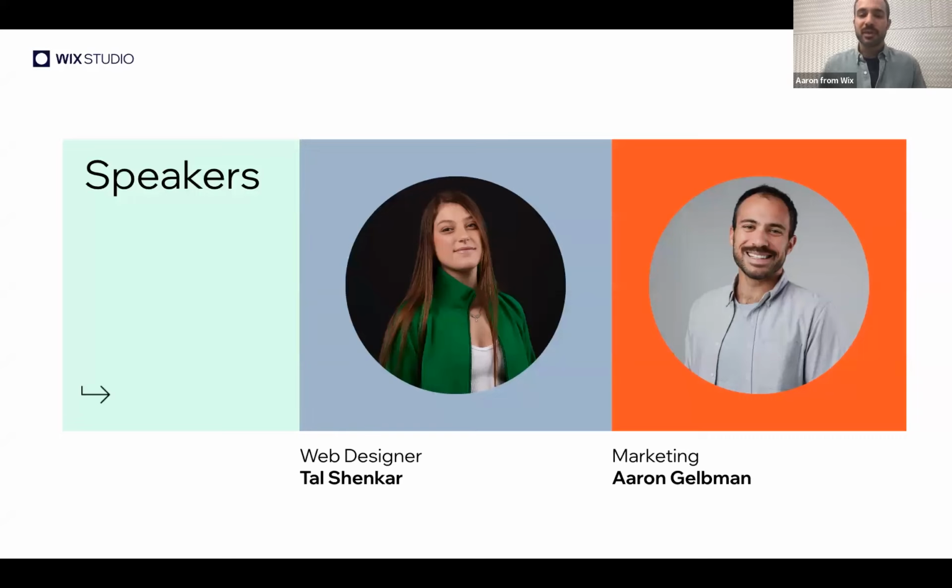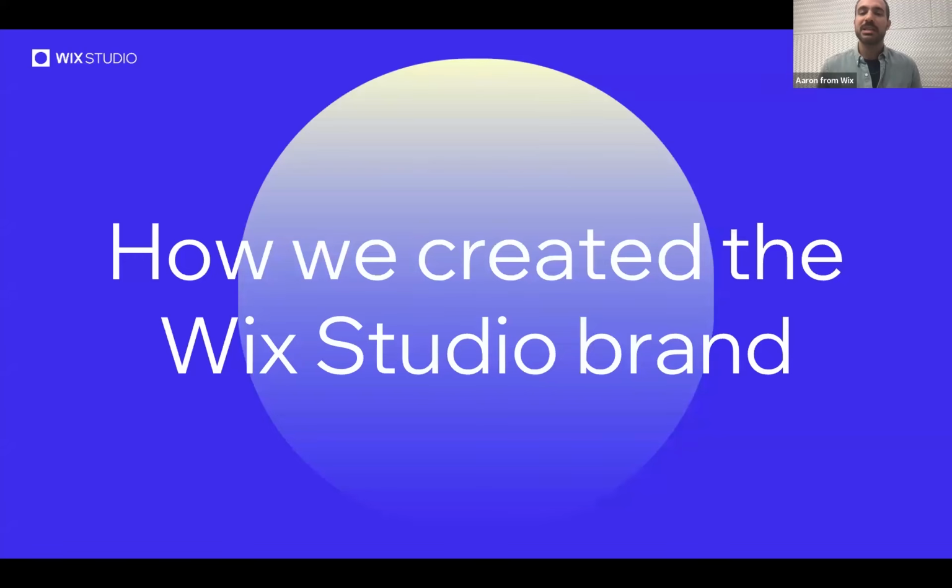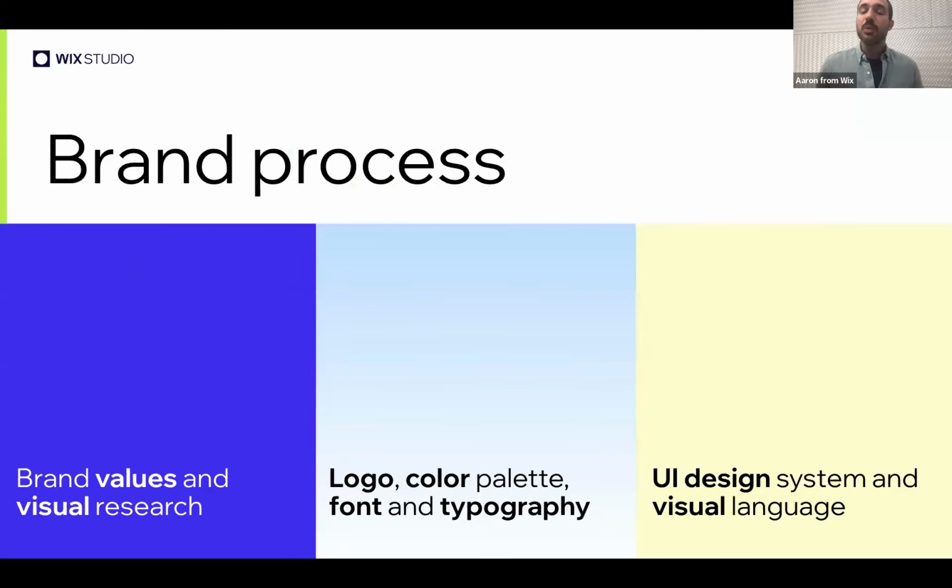So before Tal builds for you, we want to show you the creative process that took place in planning the homepage. And hopefully this process is something that you can transfer over to your client projects when you're going from concept to build. So let's take a look at our brand creation process. First, we defined a list of values that we wanted to attribute to our brand, such as sharp, witty and positive, high-end yet approachable. Then came the logo, the color palette, the font, and typography style, which we then bring together in the UI design system and visual language.